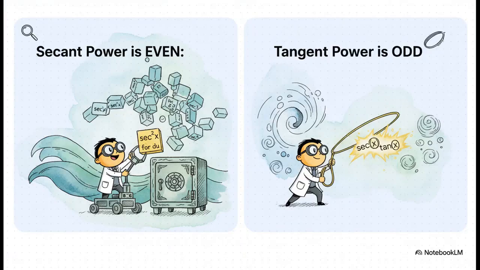the same. For this pair, our triggers are different. The very first thing you're going to look for is an even power on secant. If you've got it, you save a secant squared x. Why? Because that's the derivative of tan x. If you don't have that, then you look for an odd power on tangent. If that's the case, you save a secant x tan x pair. Why? Because that's the derivative of secant x. It's all about saving the exact derivative that you need for your substitution.